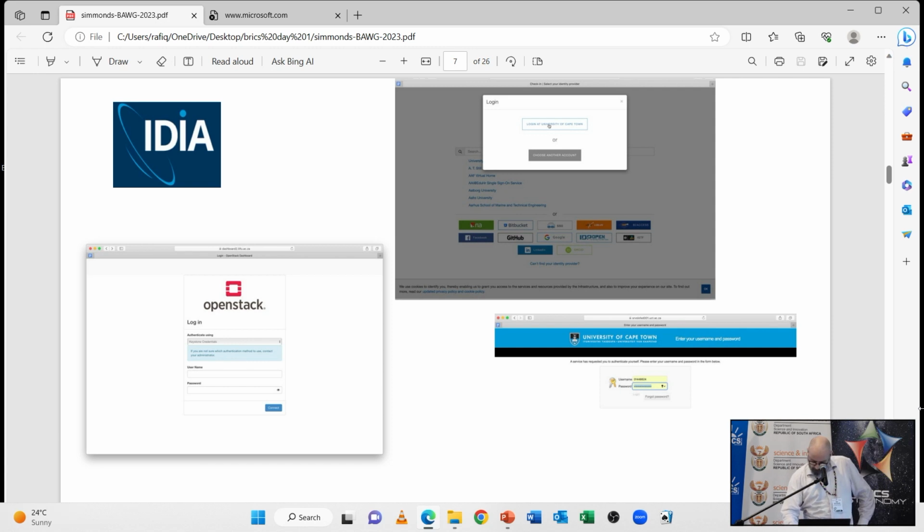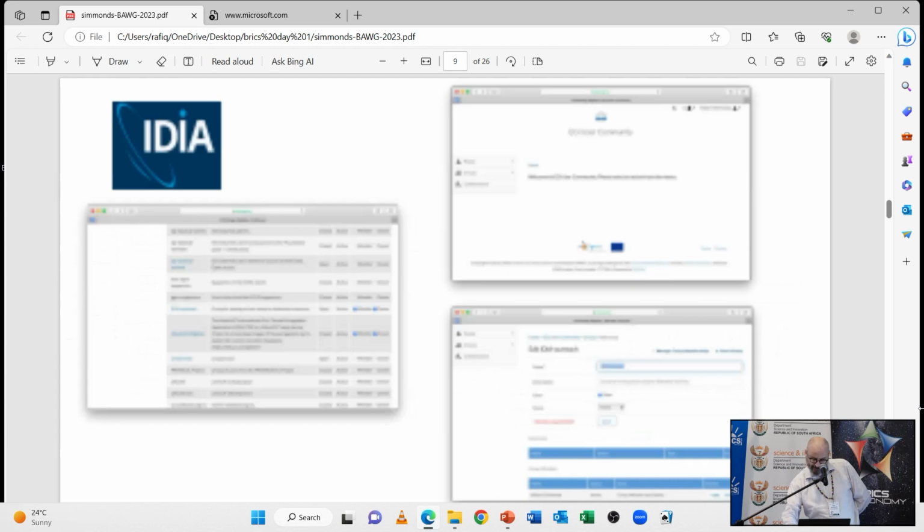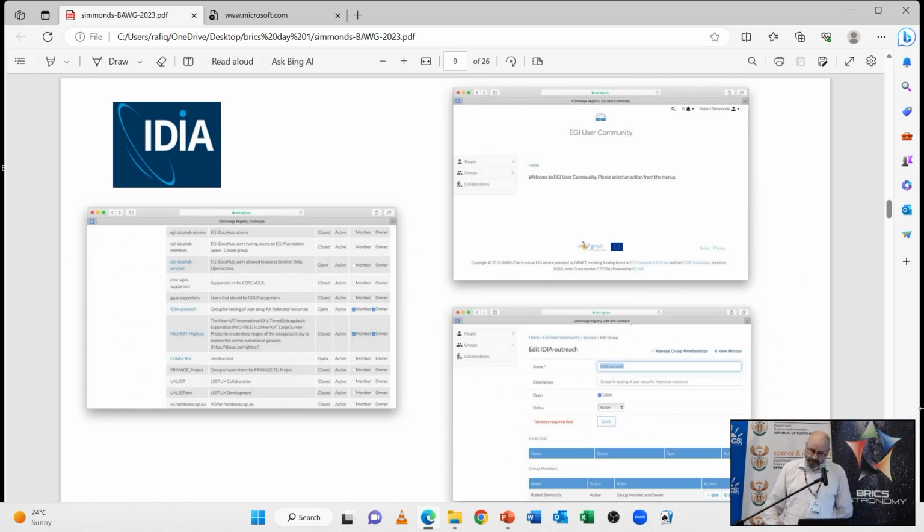So this is what it looked like, getting in through EGI, going into our OpenStack front end, and just logging in. Once I selected UCT on the EGI gateway, I then authenticate through the University of Cape Town. So EGI would never see any of my credentials. This is how an identity provider works: it just knows whether I've managed to authenticate with the University of Cape Town or not. And that could be any other identity provider, as long as it's one that's trusted. And then that's what it looks like when you get into OpenStack. And this is just showing the various management of groups, virtual organizations within EGI.